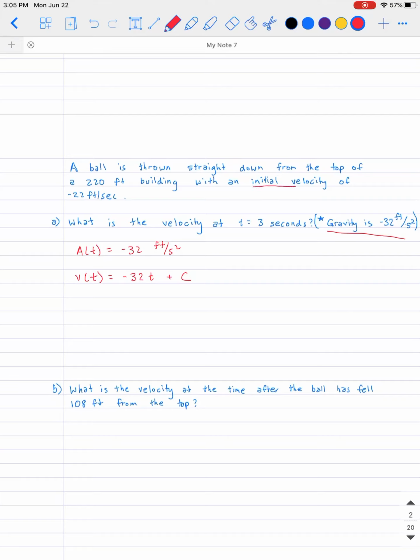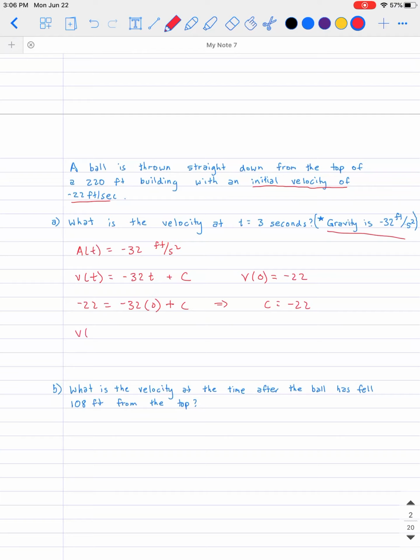Because if you look closely, it says the initial velocity is supposed to be negative 22. So what that means is that the function v of 0, when time is equal to 0, because it's initial velocity, you're supposed to get negative 22 for the answer. So if I plug in 0 for t and negative 22 for v of 0, then you will get negative 22 is equal to negative 32 multiplied by 0 plus c. And right there, you can solve for what c is. C is going to be equal to negative 22.